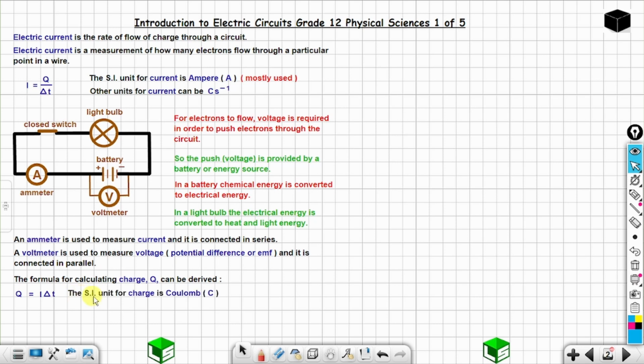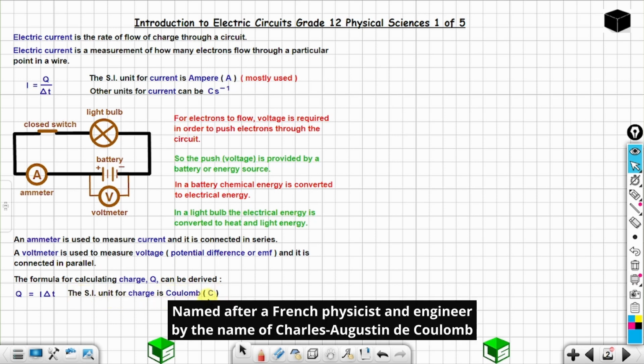Now, the SI unit for charge is the coulomb. This was named after a French physicist and engineer known by the name of Charles Augustin de Coulomb.